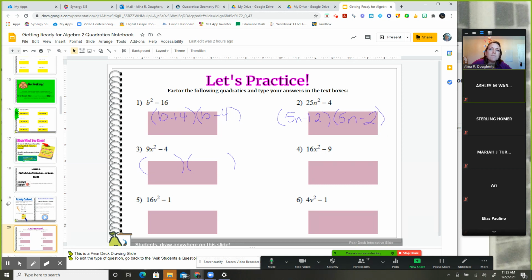What's the square root of 9? 3. Nice, Sterling. And the square root of x squared? X. Square root of 4? You got it. So 3x plus 2 and 3x minus 2.